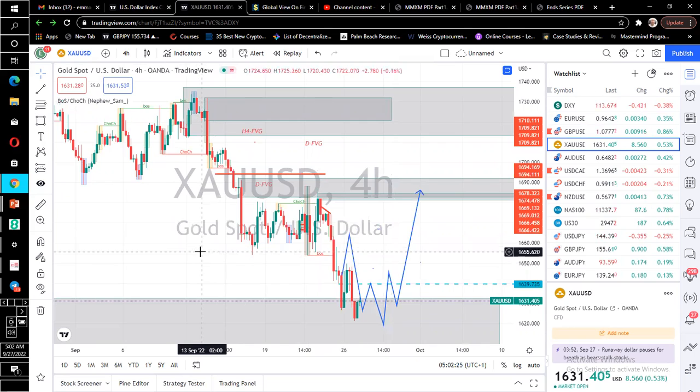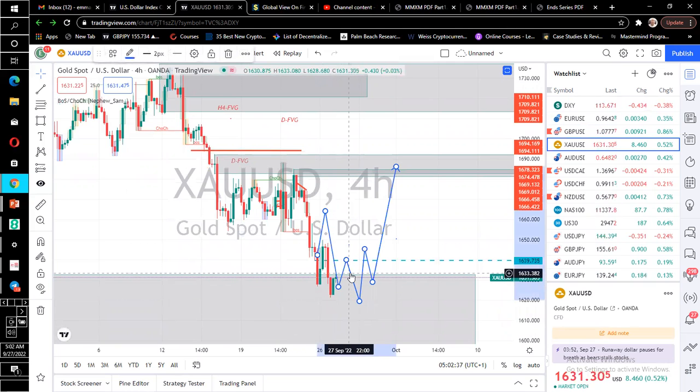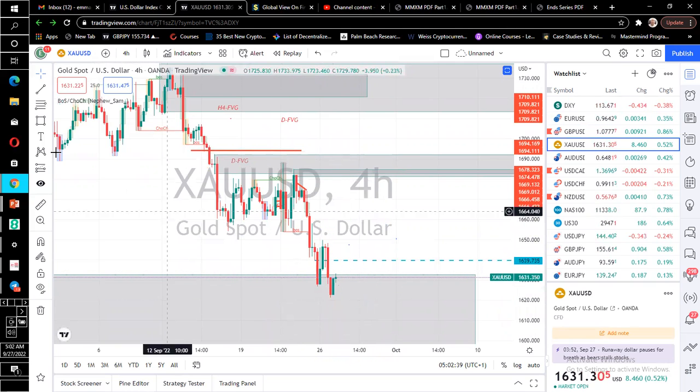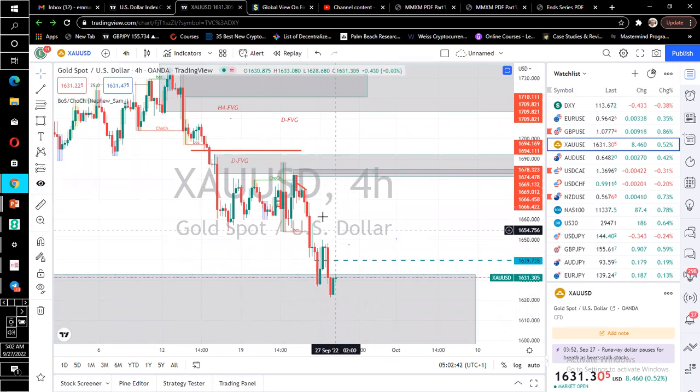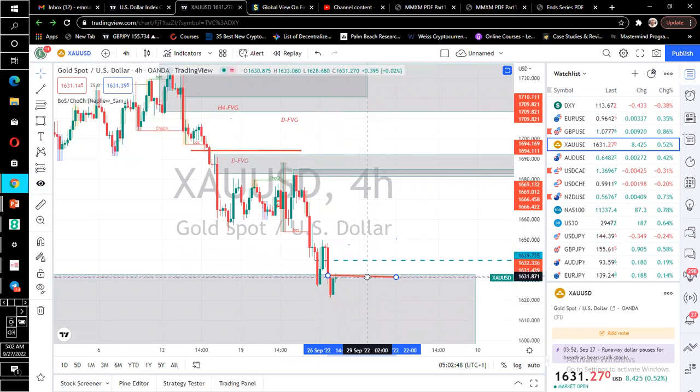AUDUSD, sorry, gold. Gold will have, this was what we projected. As you can see, this low is already taken out and it's trading into this further with that.